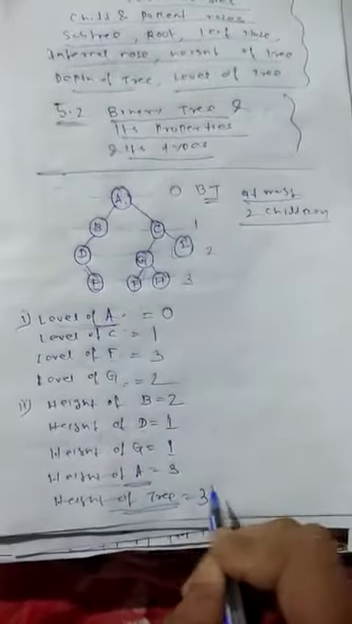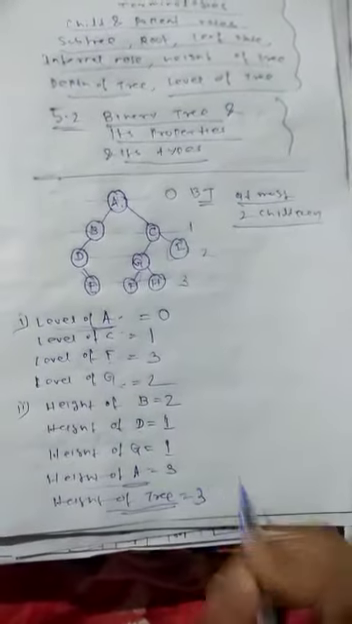Then what is the height of the tree? The height of the tree is also the longest path from the root to the leaf node. So here also the height of the tree is 3. Okay, this is very simple: calculating the height of any node or the height of the tree.